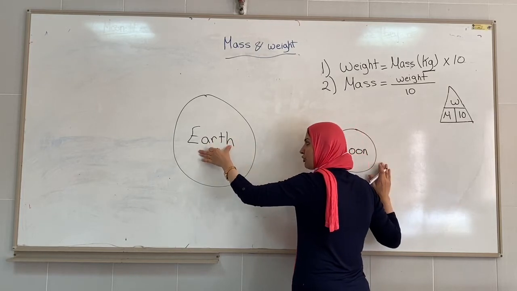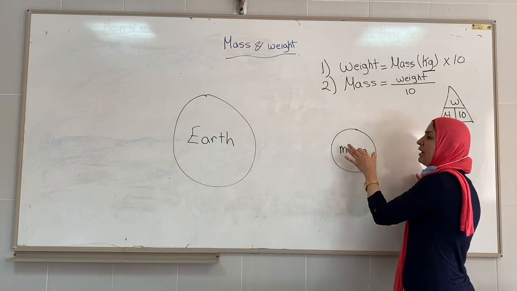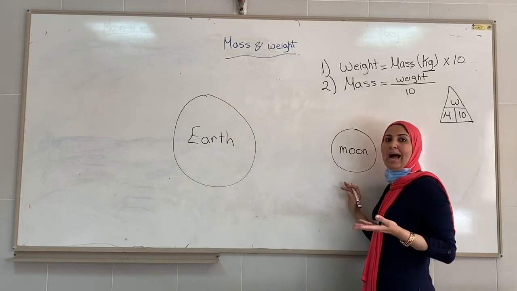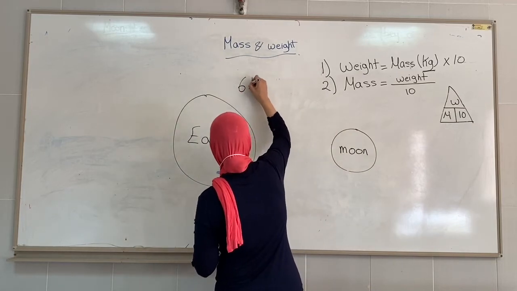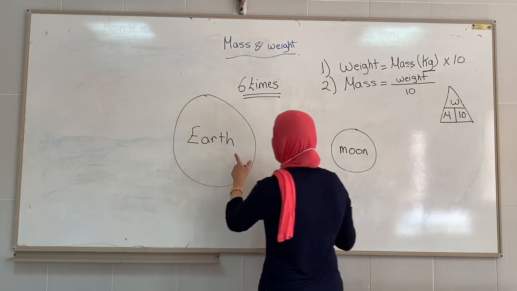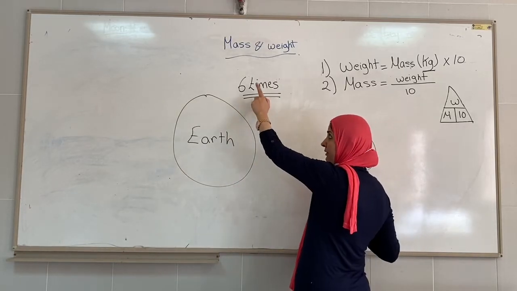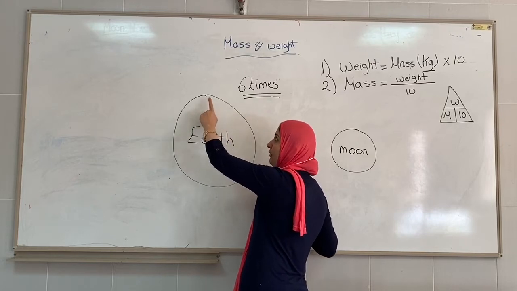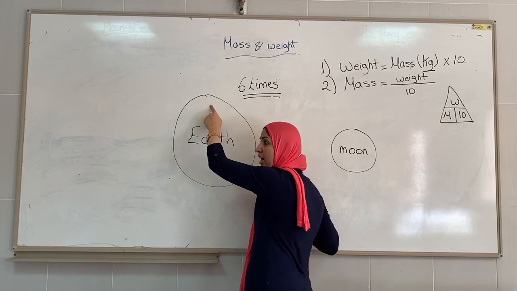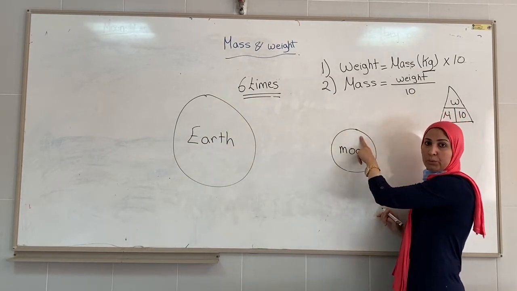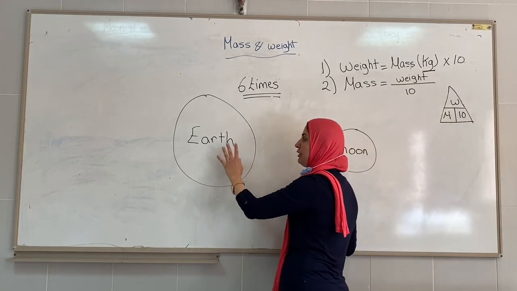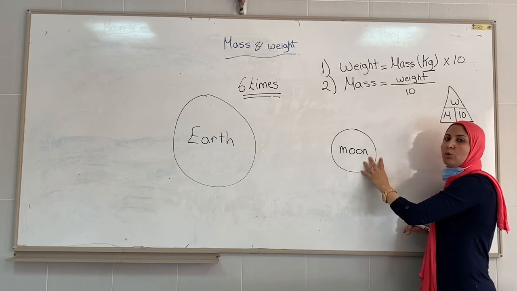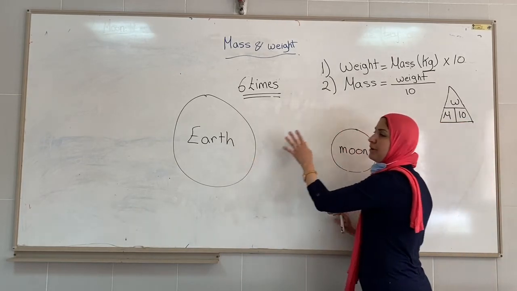So here we have more gravity, so more weight. Here on the moon we have less gravity and less weight. But the Earth is bigger than the moon by how many times? By 6 times. The Earth is bigger than the moon by 6 times. So if I have an object on the Earth, the weight of this object will be 6 times bigger than if the same object was on the moon. Again, if I'm on Earth, my weight will be 6 times my weight if I go to the moon.